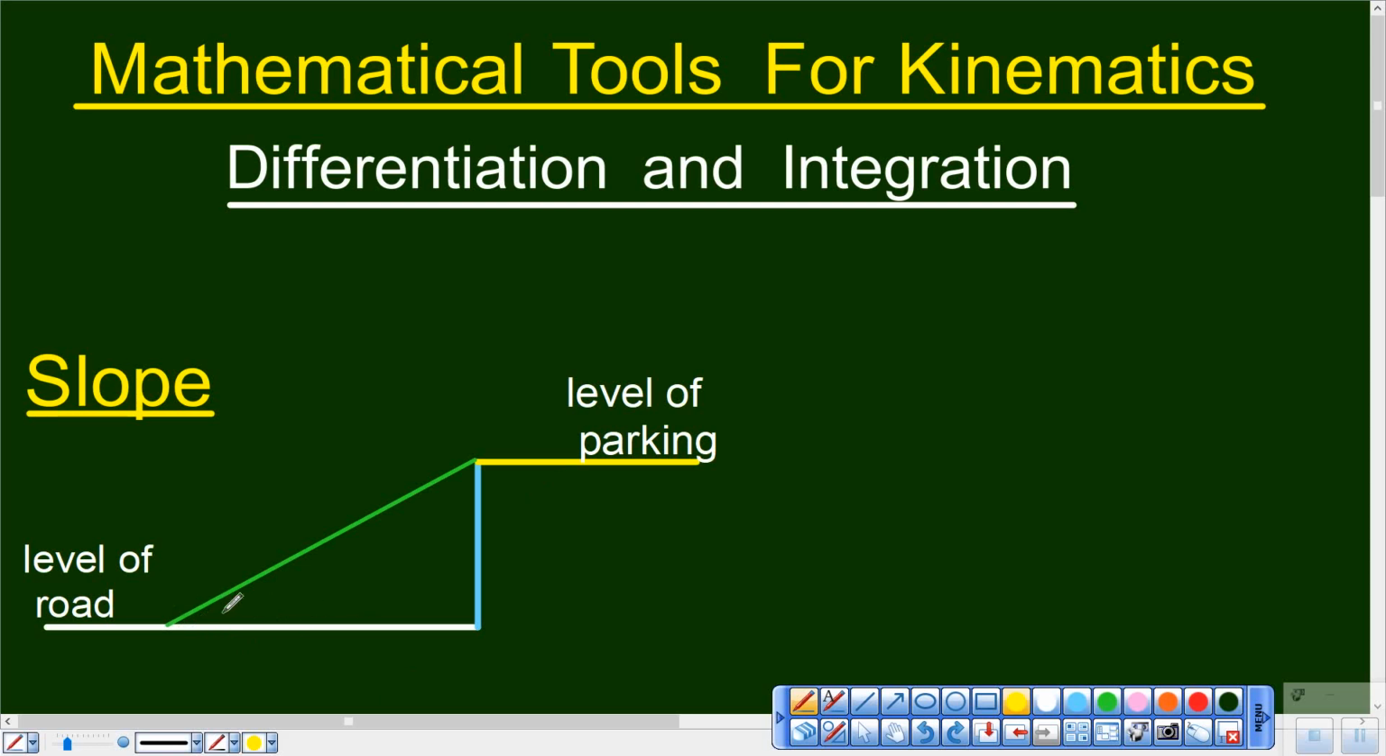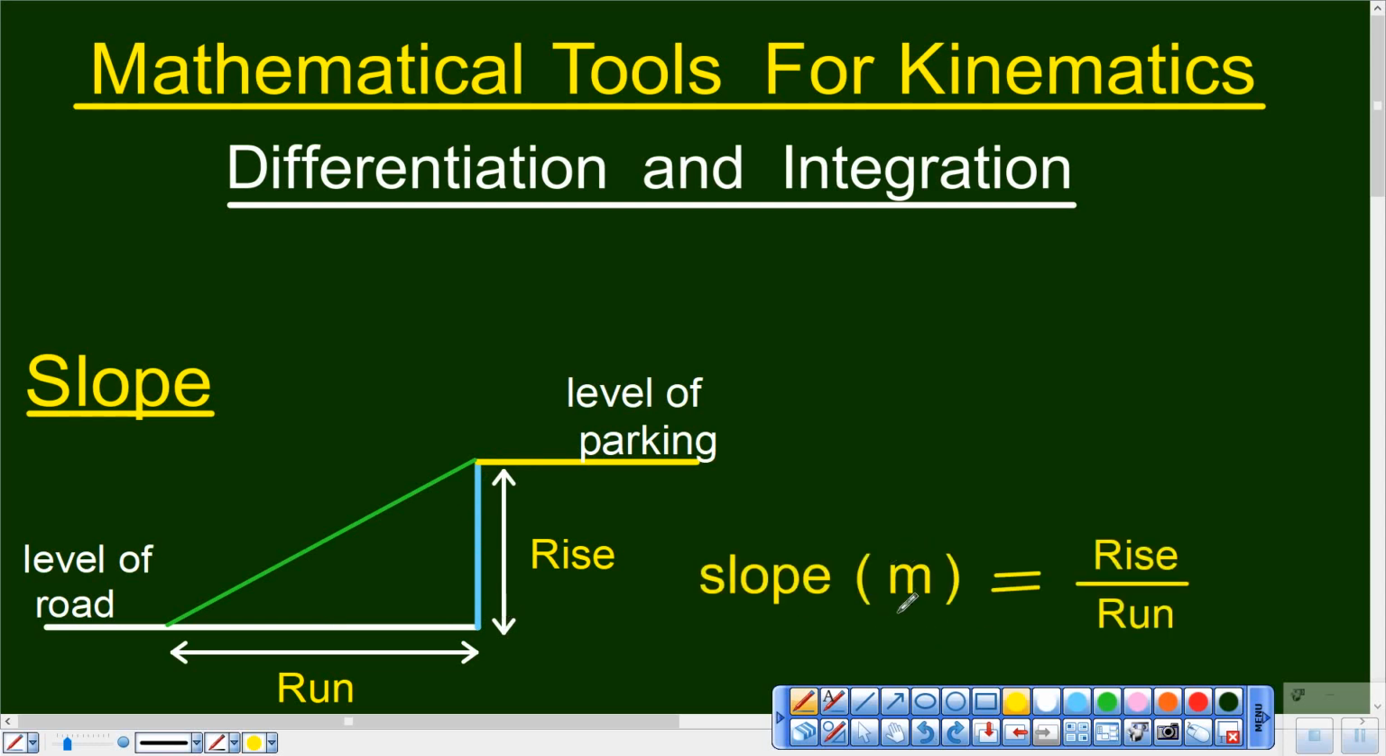If the horizontal distance that it has occupied on the road is this, we call it run, and the vertical gap between the level of parking and the road we call rise. Then slope, which is shown by the symbol m, is defined as rise upon run. This is the difference in the level of the parking and the road, and of course the horizontal span of the structure.